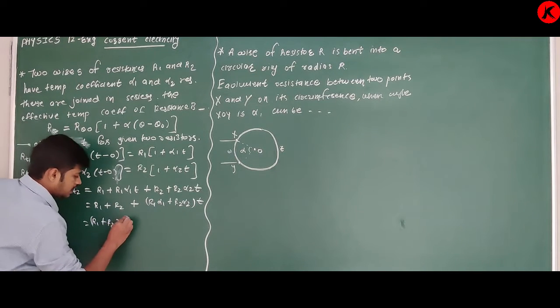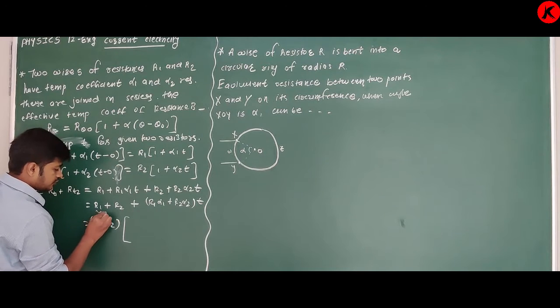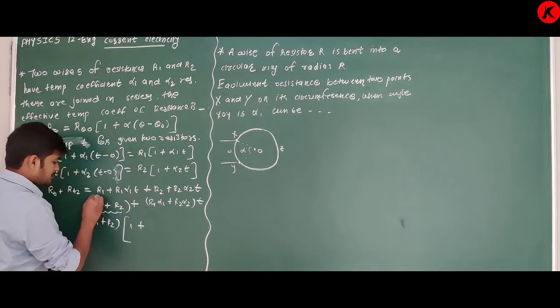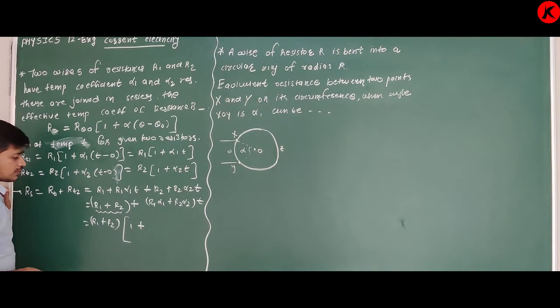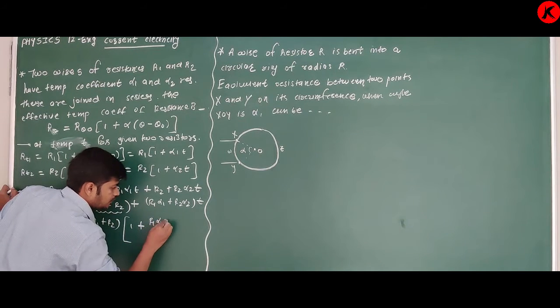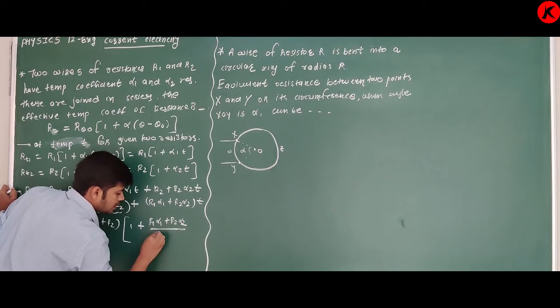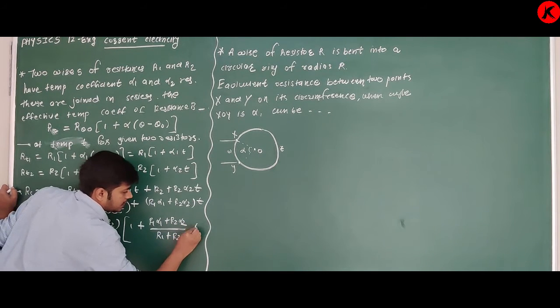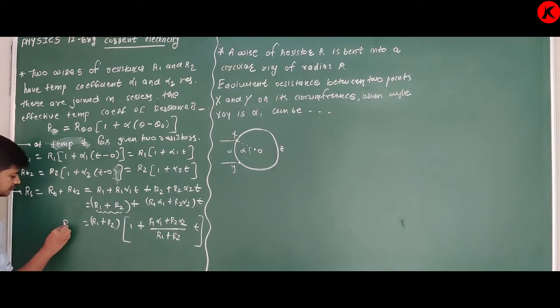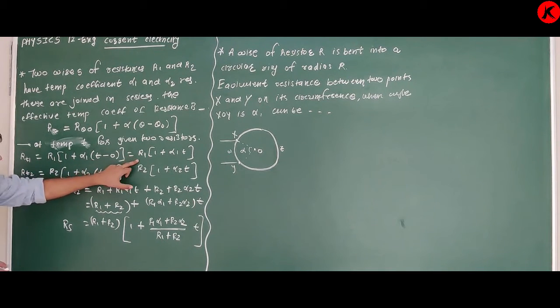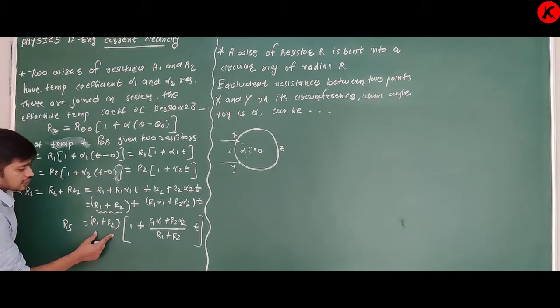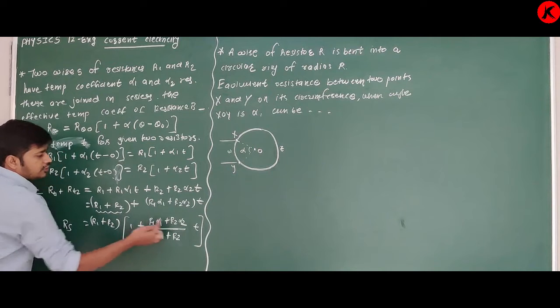Now I take R1 plus R2 as common, the whole term, so in the bracket I will have 1 plus, since I am making two groups actually, R1 alpha 1 plus R2 alpha 2 divided by R1 plus R2, into T. Here it is RS, for the series connection. Now observe the equations. RT1 is equal to R1 into 1 plus alpha 1 T, and RT2 is R2 into 1 plus alpha 2 T. For the series connection, RS is equal to R1 plus R2 into 1 plus this whole term into T.